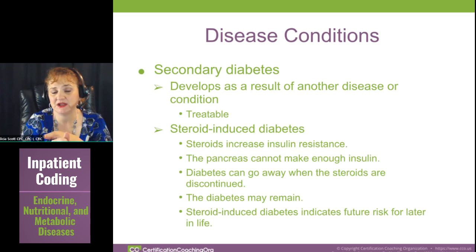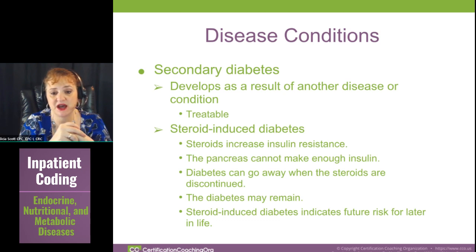What does secondary mean? Well, the diabetes is caused by something else happening in the body, and it's usually a temporary thing. It's another disease that has happened to the body, and it's treatable, right? So steroid-induced diabetes. I already told you that steroids and corticosteroids can trip the body into having insulin issues, because what happens when we put the body on steroids? It makes the body insulin resistant.